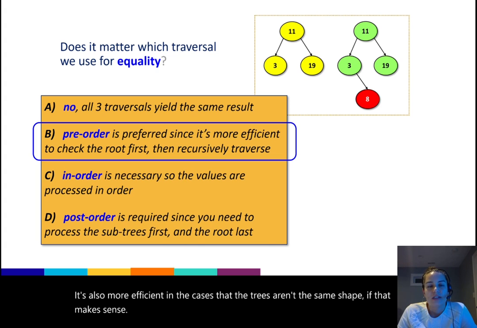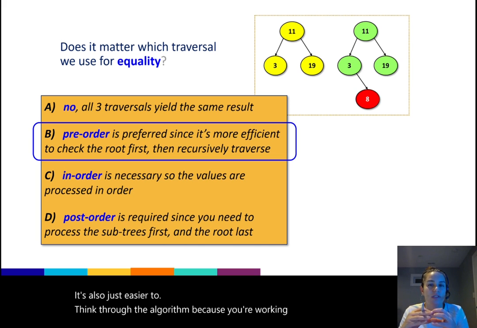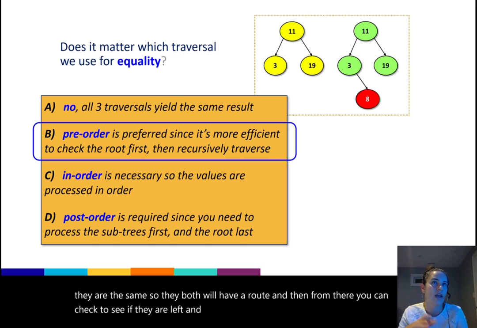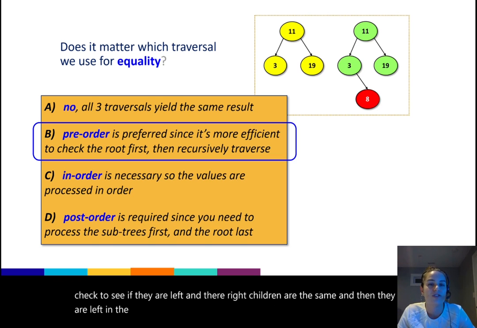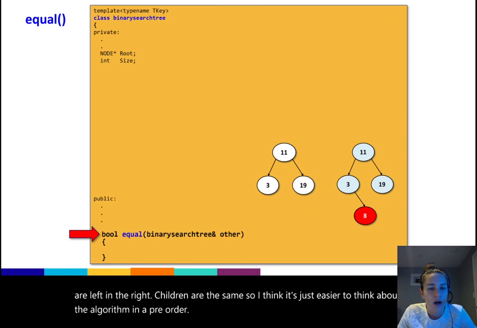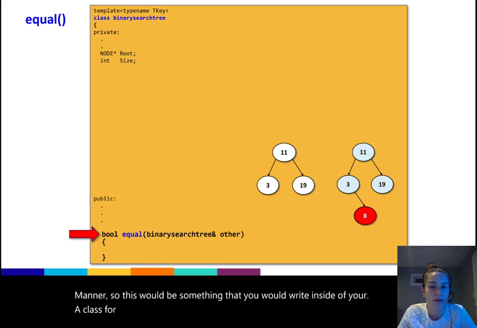It's also just easier to think through the algorithm, because you're working from a point where you know that they're the same, so they both will have a root, and then from there, you can check to see if their left and their right children are the same, and then their left and their right children are the same. So I think it's just easier to think about the algorithm in a pre-order manner. So this would be something that you would write inside of your class for whatever your data structure the binary search tree is representing.